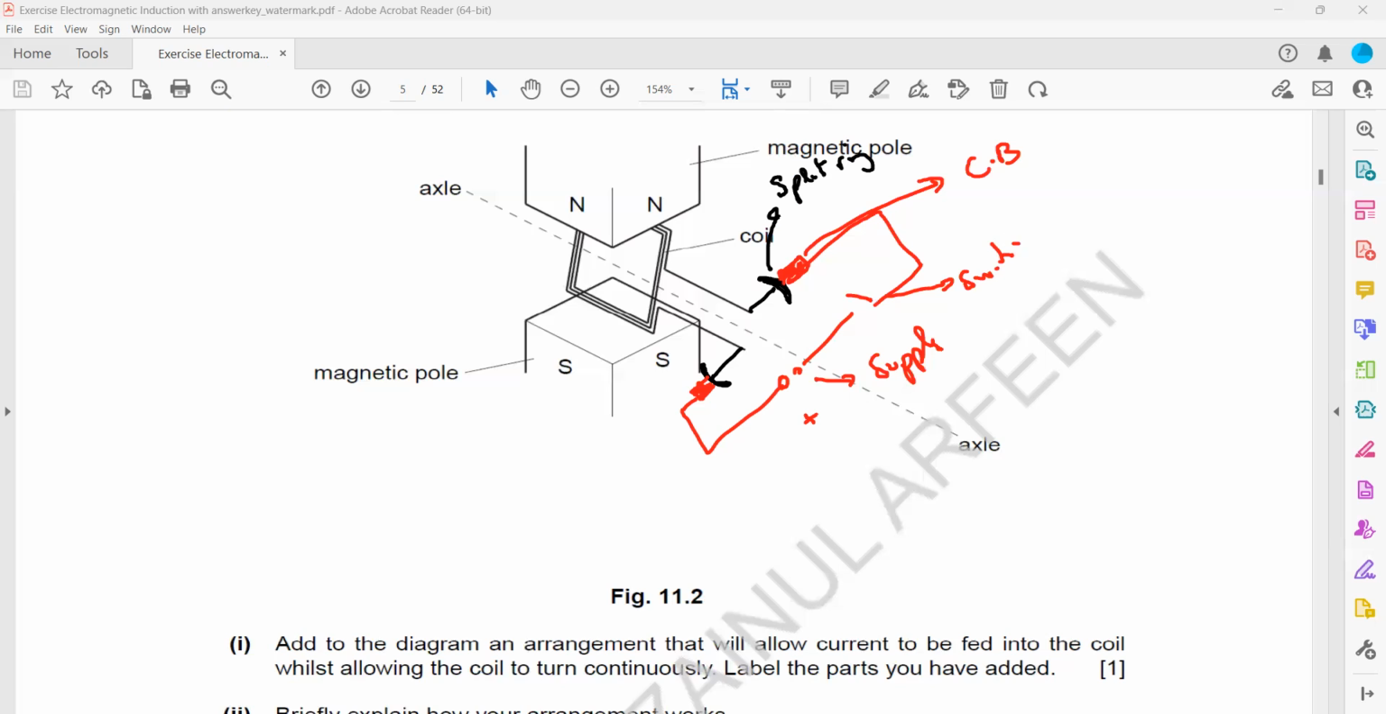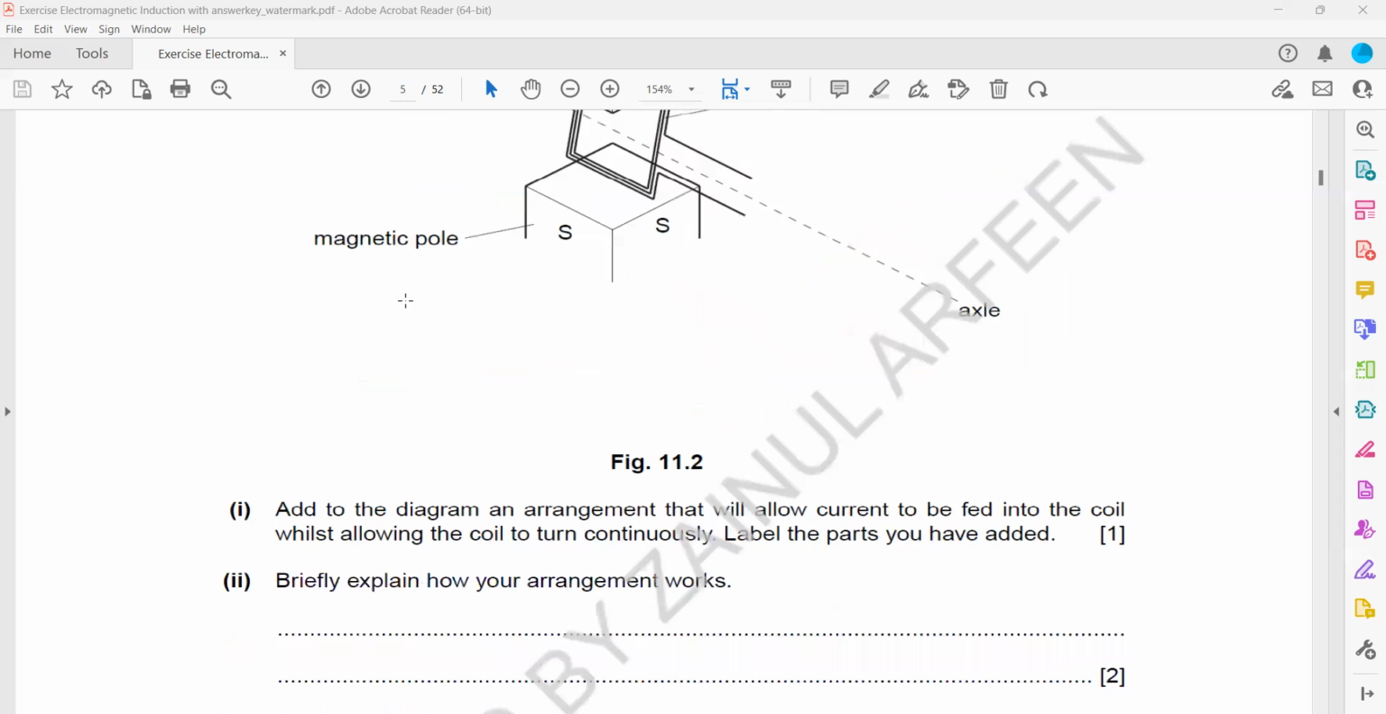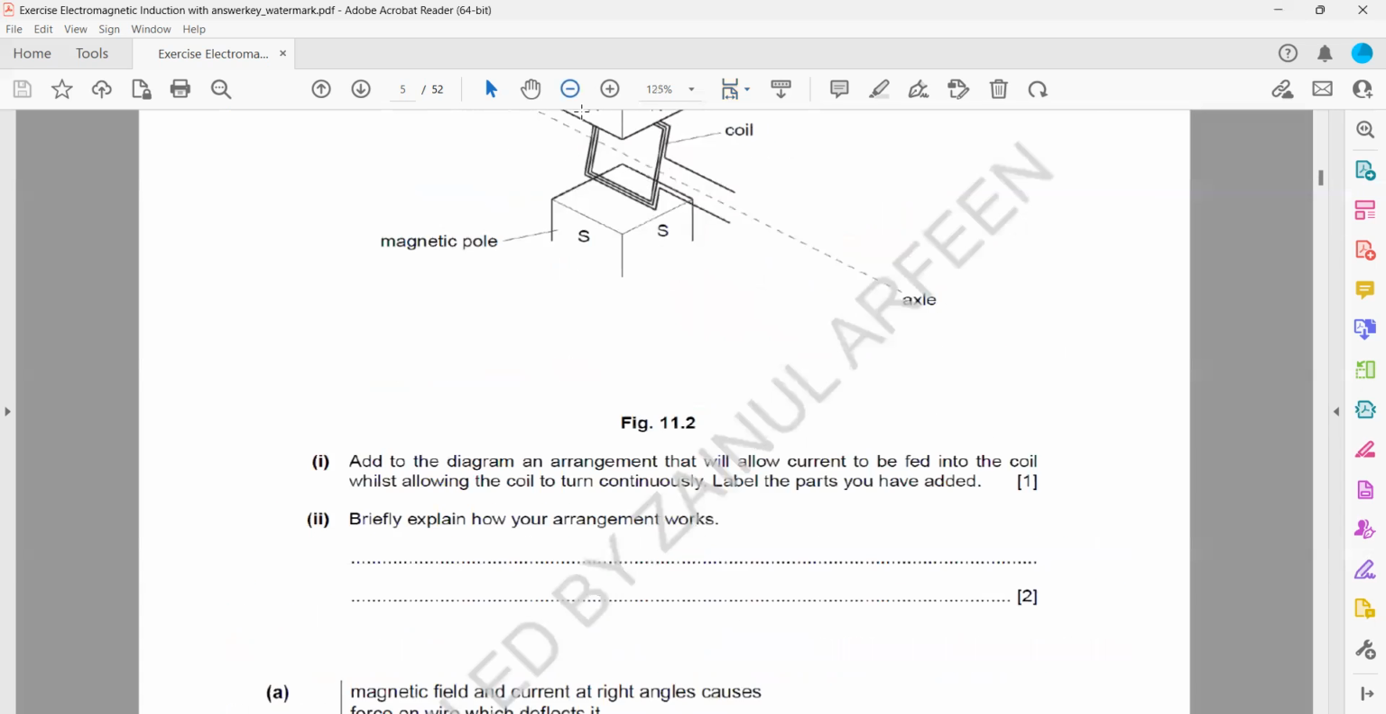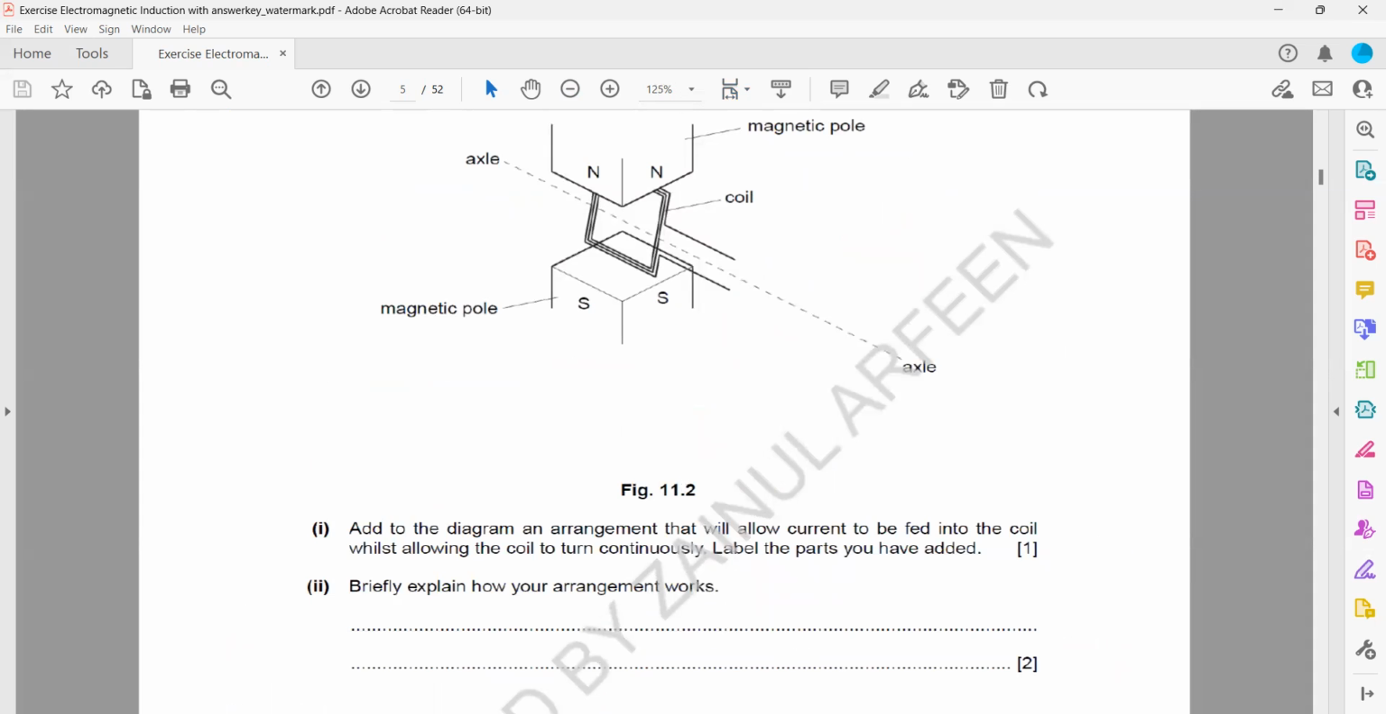Yes. Then in the second part, briefly explain how your arrangement works, like how this DC motor will work. Normally, when it rotates, after every half turn, the current passing from one ring to another changes direction and causes a continuous rotation. Yes, we can just add batteries as well. Not only a battery, there must be a supply, because it's a DC motor. The marking points are the split ring and carbon brush. The battery or supply can be added, but that doesn't carry a mark. The main marks for labeling are the split ring and the carbon brushes.